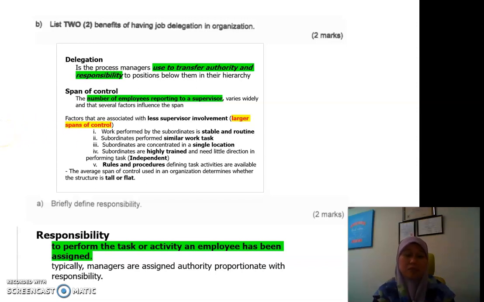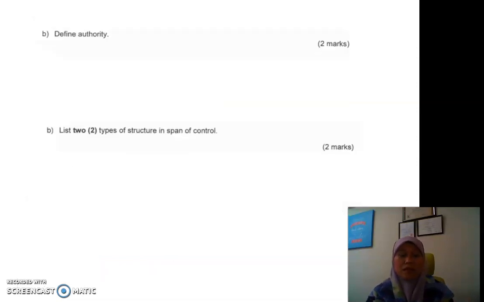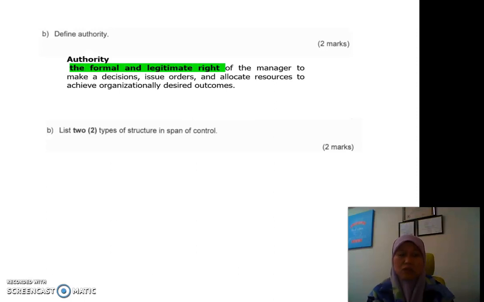The next question is to briefly define responsibility. Responsibility is to perform the tasks and activities an employee has been assigned. That's the definition. If you cannot remember, you can just give an example of responsibility in the organization. The next question is to define authority. Authority is the formal and legitimate rights. If you cannot remember, you can give examples, like the manager has the authority to make decisions, to allocate resources, and to give direction.